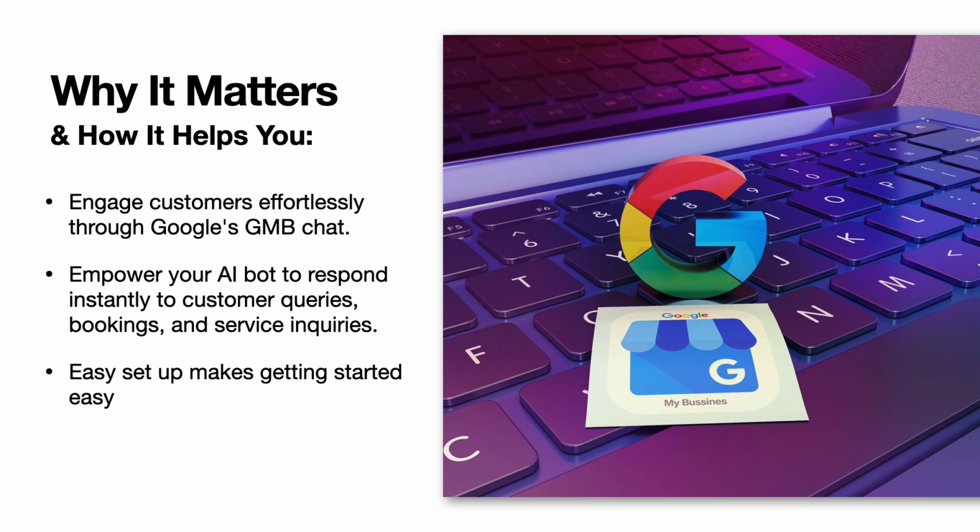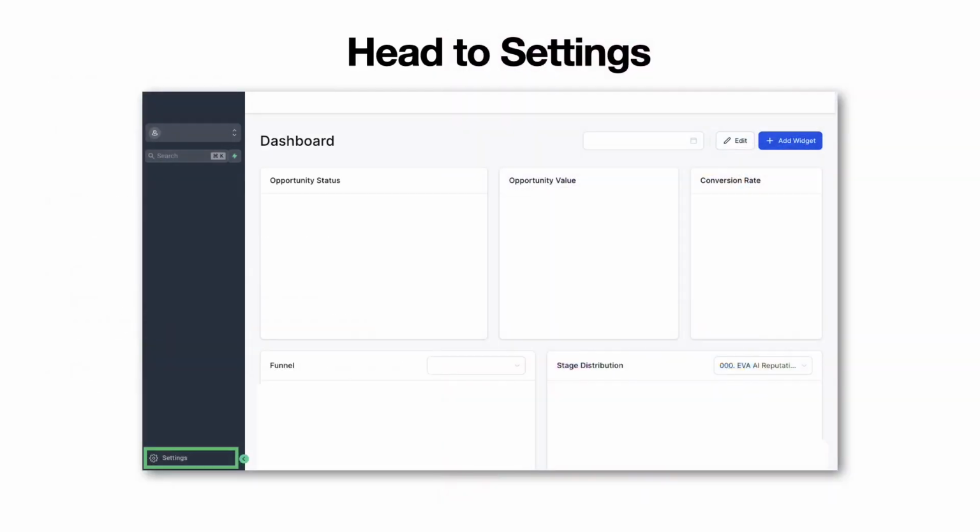Now, with this new feature update, you're going to be able to seamlessly and instantly engage customers effortlessly through Google's GMB chat feature. This feature is going to empower your AI bot to respond instantly to customer queries, bookings, and service inquiries. Even better, this is an easy setup and it's going to be easy to get started. So let me show you exactly where to start.